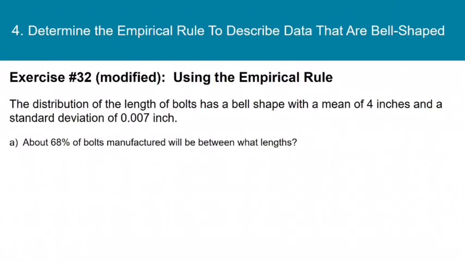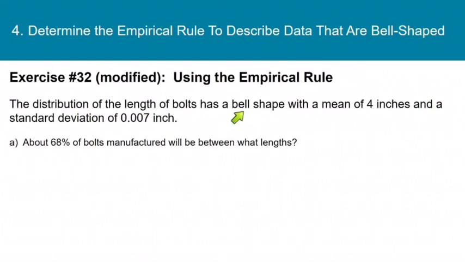And now I've taken another exercise from the book, but I've changed this one a little bit, so if you look in your book, it won't match exactly. But let's take a look at it. It says the distribution of the length of bolts has a bell shape with a mean of 4 inches and a standard deviation of 0.007 inch. And then they ask us, about 68% of bolts manufactured will be between what lengths?